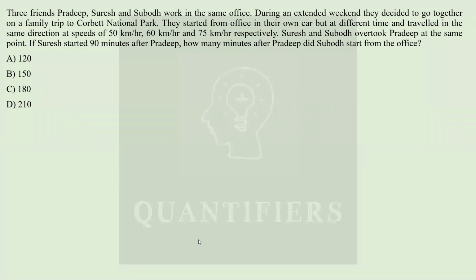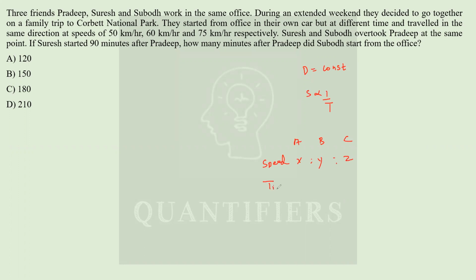Okay, students, so now let us discuss this question. See, in this question, this concept is being used, which I have discussed multiple times in my videos and classes, that if distance is constant, then speed is inversely proportional to time. Now, what I mean to say is, if there are three people and their speeds are, let's say, x, y, and z.